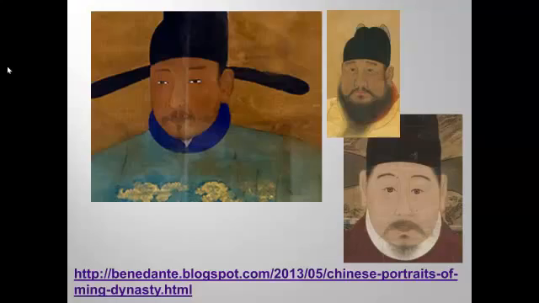So I started geeking out and looking at websites that showed Ming Dynasty Chinese portraits, and I put one of the sites on this slide and up on Moodle. So here's a Ming Dynasty bureaucrat's face, along with another one I found on this website. What do you think? I think it would be very hard to tell the difference between Korean and Chinese court portraits of the same era, but I'm not an expert.